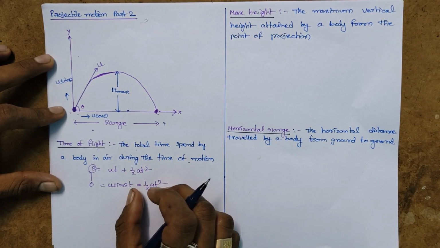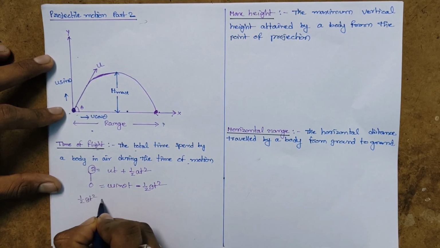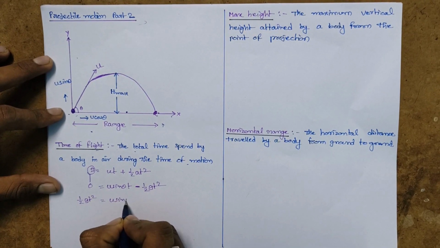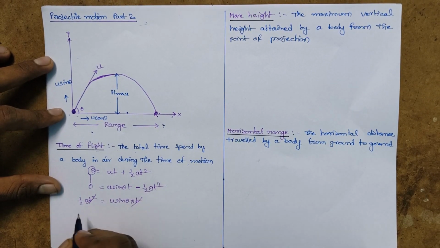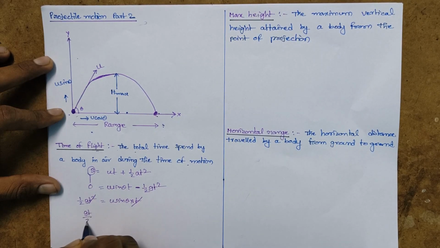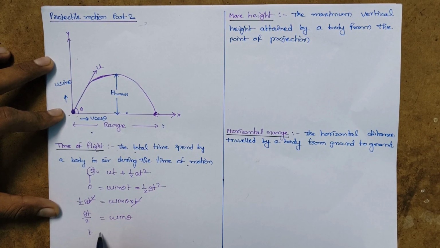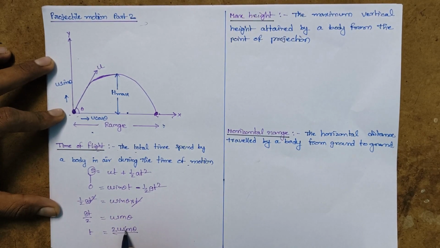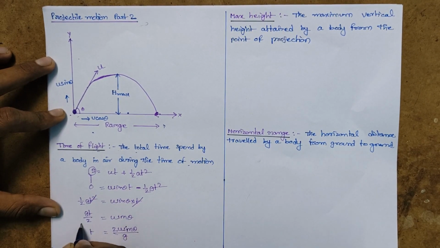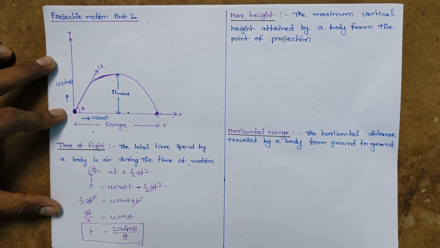Okay. So bring this minus half gt square to the left side. Therefore half gt square is equal to u sin theta into t. So one t on the left side and one t on the right side cancel. Finally gt by 2 is equal to u sin theta. From this, t is equal to 2 u sin theta by g. Okay. So this is the time of flight equation.